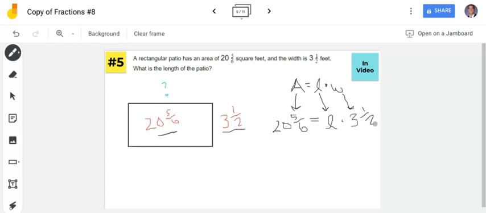Okay, so area of rectangle is length times width. I plugged in the area, I plugged in the width because those were the items that I knew from the problem. I don't know the length. So some number times 3.5 is going to give me 20 and 5/6. How am I going to figure out what this number is? Well, let's use our knowledge of inverse operations. How would I undo multiplication? What is the opposite of multiplication? You should say division, right?